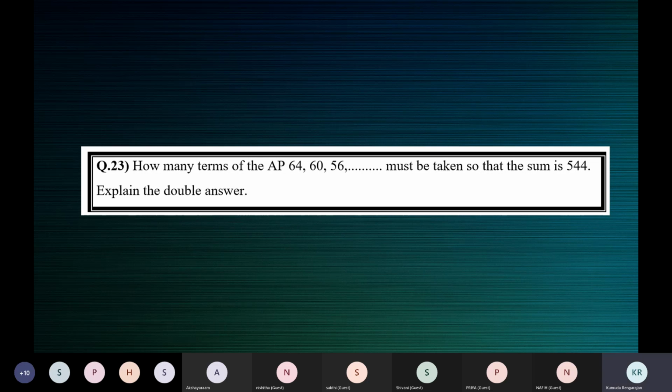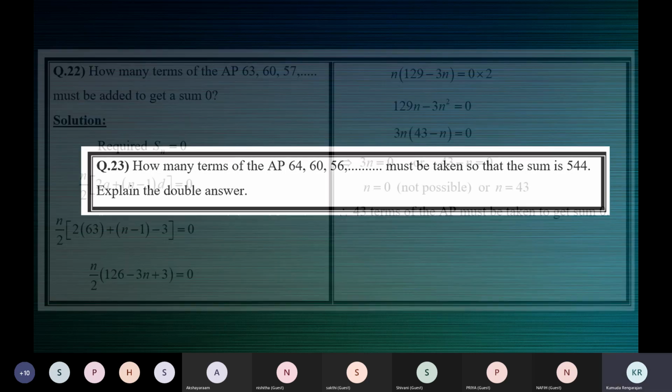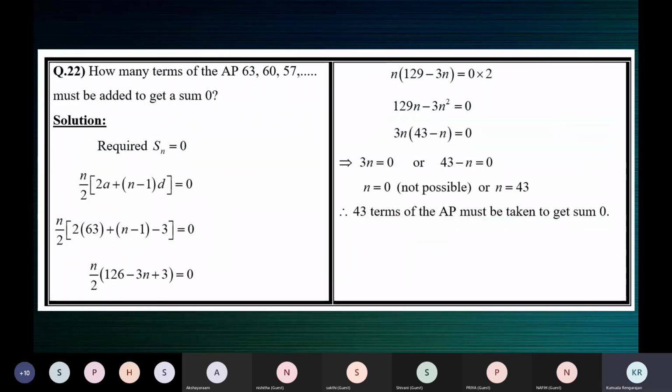We're going to get 2 answers. See, earlier also we got 2 answers, N is 0 and N is 43. But we rejected 0 because it's not meaningful. The first 0 terms means you should not take anything. There is no AP at all. So since n is equal to 0 does not make sense, we ignore it and take the other value. N is 43. The sum of the first 43 terms will give us 0.